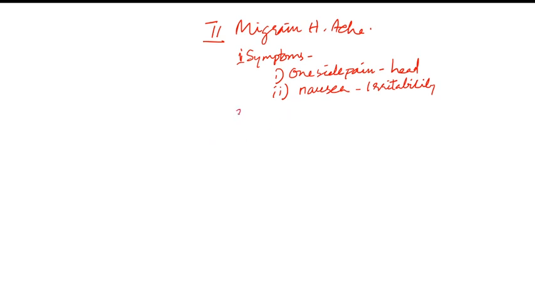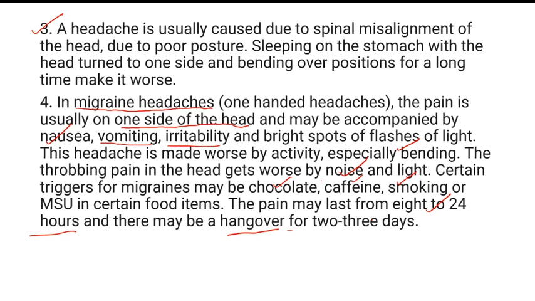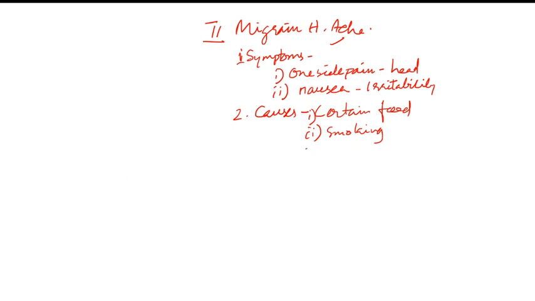And second, causes of this migraine headache are certain food or sometimes smoking. Let us check the other causes. Worsened by noise and light, smoking, made worse by activity, especially bending. The throbbing pain in the head gets worse by noise and light. Certain foods, smoking, worsening reasons.